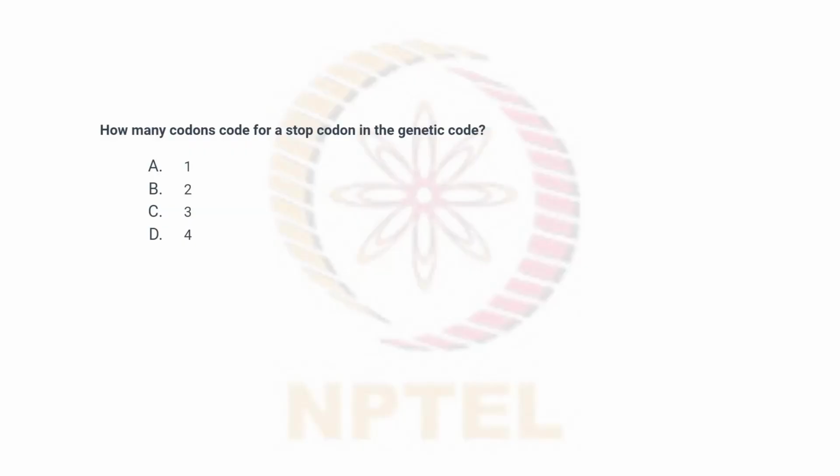So next we have one question related to codons. How many codons code for a stop codon in the genetic code? Can anyone tell what a stop codon does? I hope I explained it.